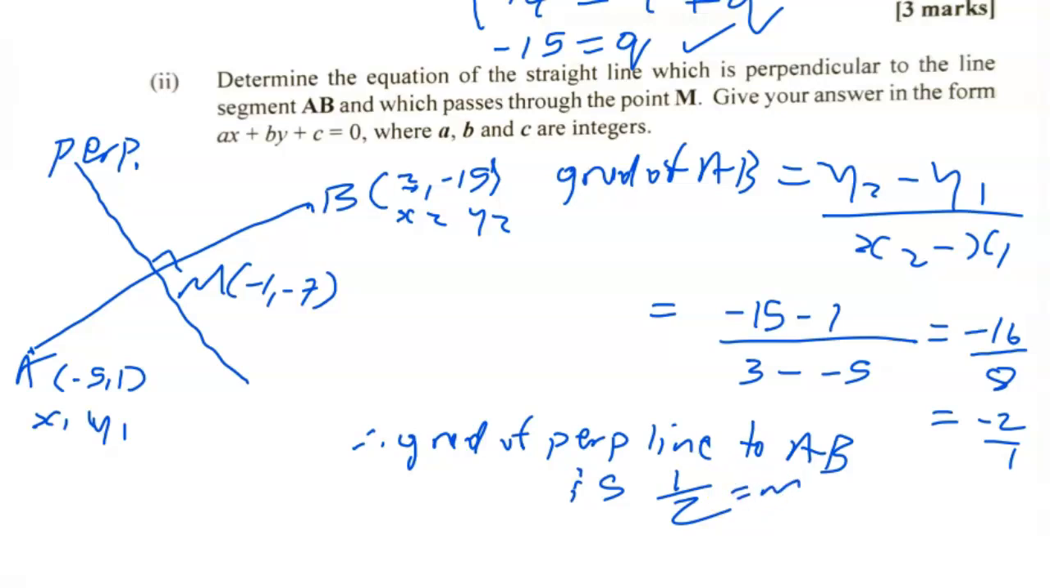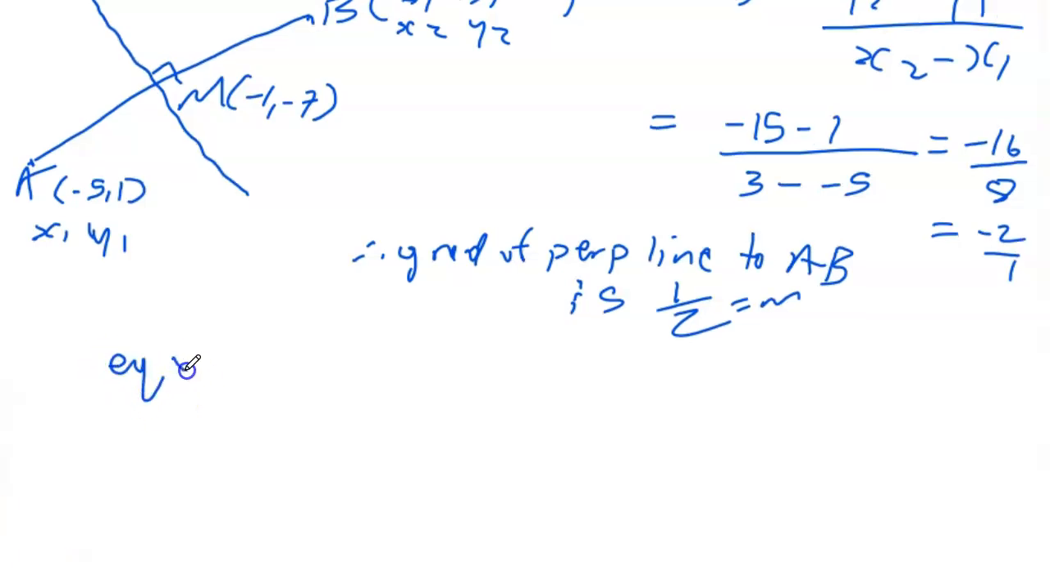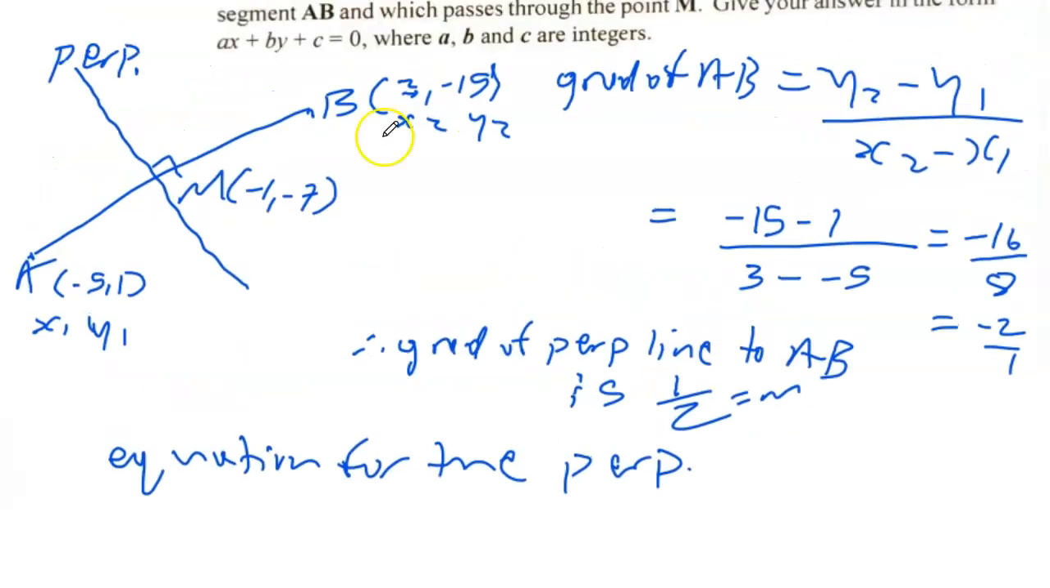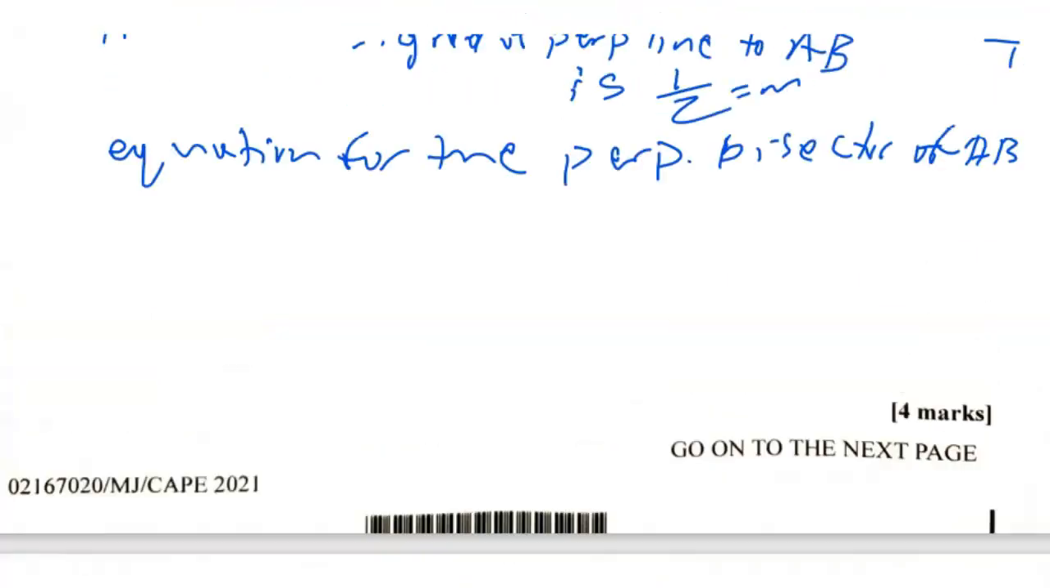So the equation for the perpendicular line, and of course it's a perpendicular bisector. Notice this line is perpendicular to AB, and it also bisects AB since it passes through the midpoint. So we can call it the perpendicular bisector. So the equation for the perpendicular bisector of AB. We found the gradient to be half, right? So let's use the formula.